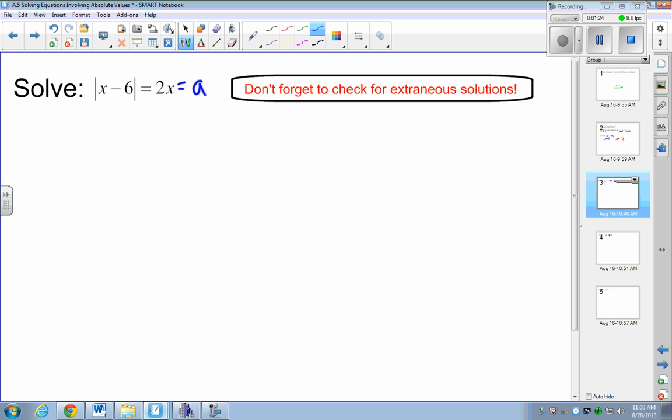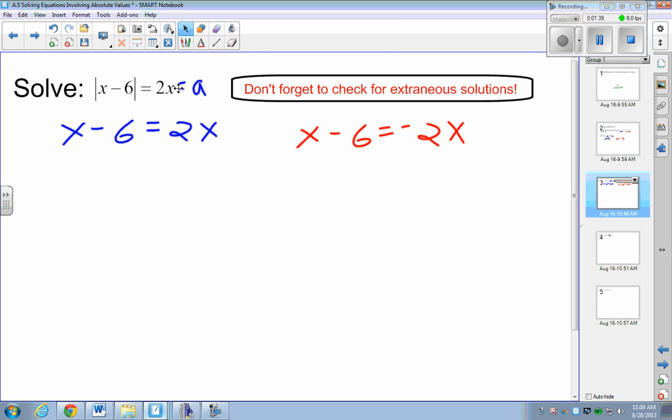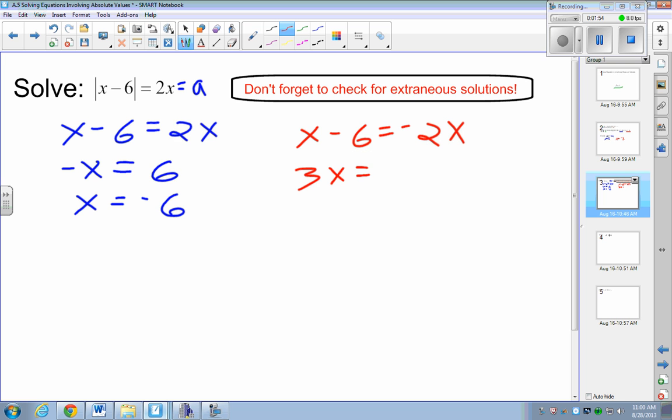So we're going to set 2x equal to a. So x minus 6 is equal to 2x, and x minus 6 is equal to negative 2x. Alright, now let's solve for both of these. When we do, we'll get negative x is equal to 6, so x is equal to negative 6. And over here at the red one, we're going to get 3x is equal to 6, so x is equal to 2.